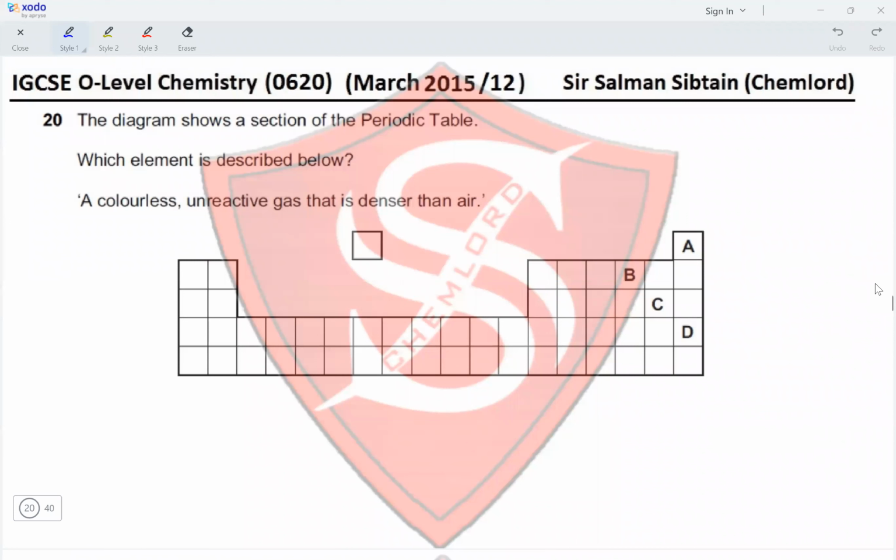Question 20. The diagram shows a section of the periodic table. Which element is described below? A colorless unreactive gas that is denser than air. So option A is helium. Helium is less dense than air. Then we've got B. B is oxygen, which is also less dense than air. We've got C, which is chlorine. Chlorine is also less dense than air. And then we've got D, which is krypton. Krypton is more dense than air. It is colorless, it is unreactive, and also denser than air, making option D the correct option for this question.